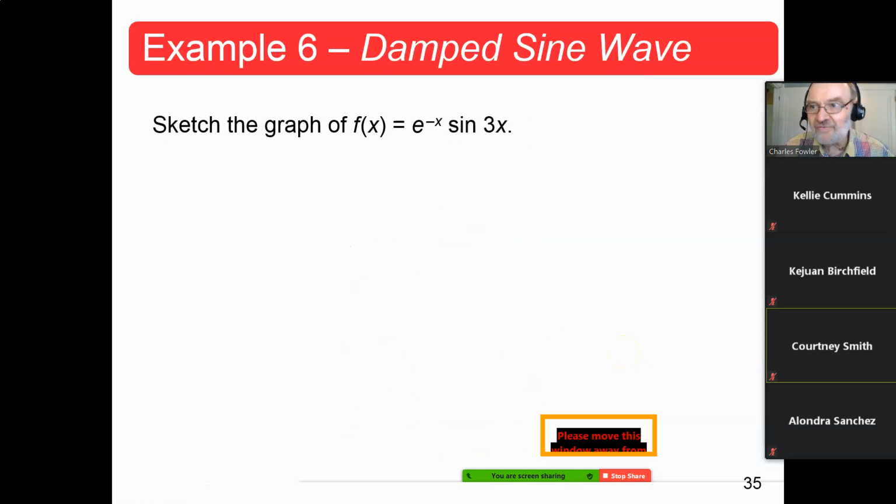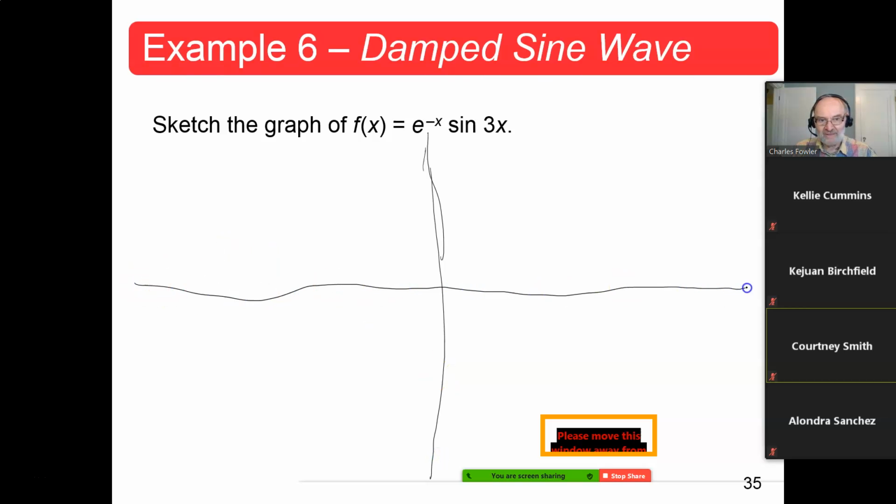All right, we're ready for example 6. Sketch the graph of f of x is equal to e to the minus x times the sine of 3x. Okay, we got a lot of stuff to do here. Now, I'm not going to carry it through in gory detail as they do, but here's what I'm going to do. Let's just draw our axes here. That's supposed to be a vertical axis, and that's supposed to be somewhat of a horizontal axis.